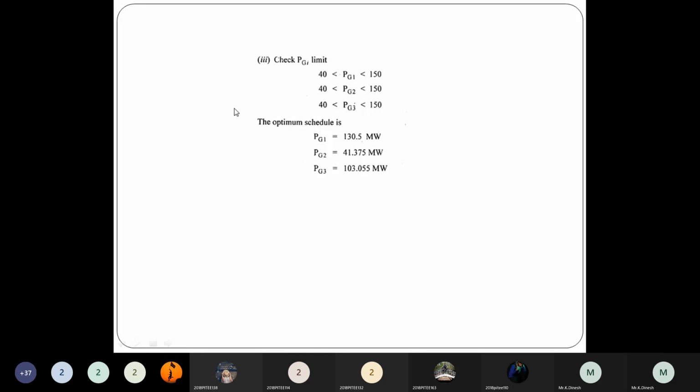So now check for the limits of PG. It is 40 to 150. So Pg1 value is 130, it is lying in the range. Second should also be 40 to 150, it is also lying in the range. Third is also lying in the range. So optimum scheduling is possible with these values. That is the perfect solution for this problem.